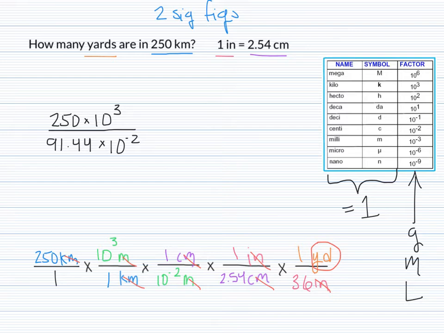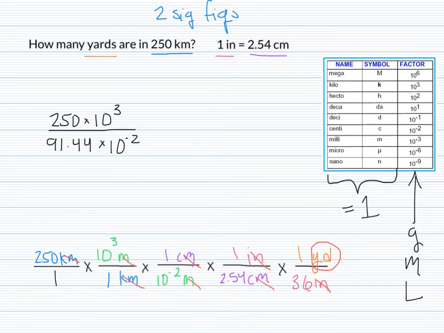Alright, so when I did my calculations, I was looking at the top in a little more detail, and the beauty of it was we had 1 times 1 times 1, and then 250 in our 10 to the third, so I really didn't have to do any calculations for that. I did have to do some calculations for the denominator. I left that 10 to the negative 2 there, but all I did to get that 91.44 was I multiplied our 2.54 times 36 to get that value.